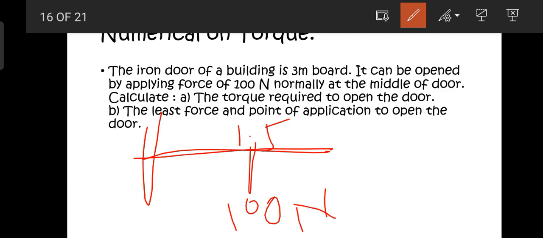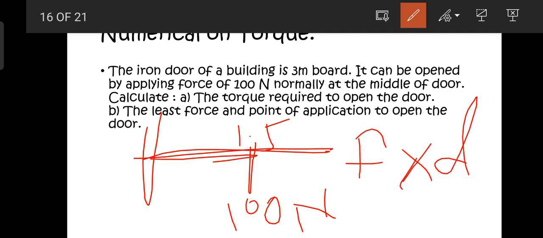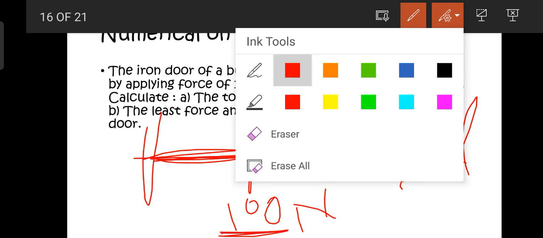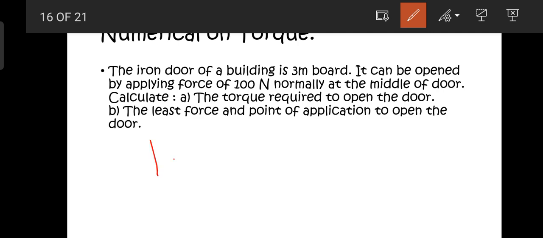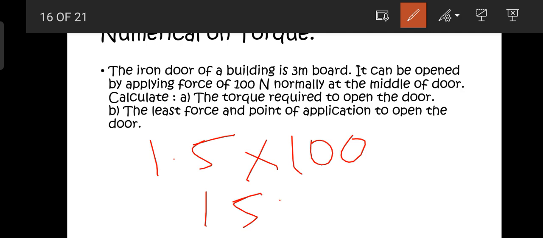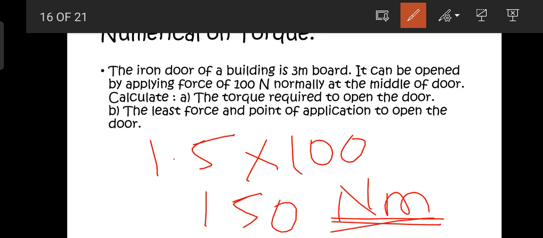Now what is the formula of torque? I have told you, F into D. Here the distance is 1.5 and the force is 100 Newton. So now let's calculate. 1.5 into 100 is equal to 150 Nm. The unit will be Nm, Newton meter. So answer A is 150.